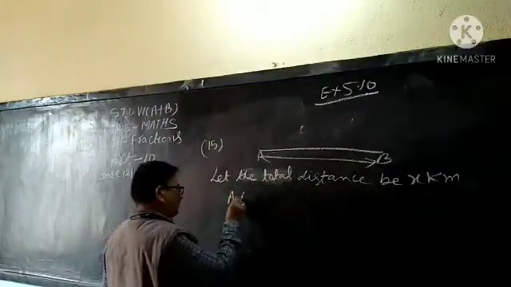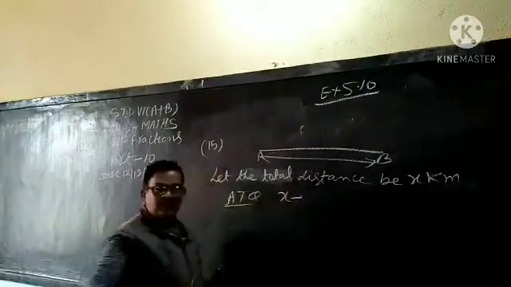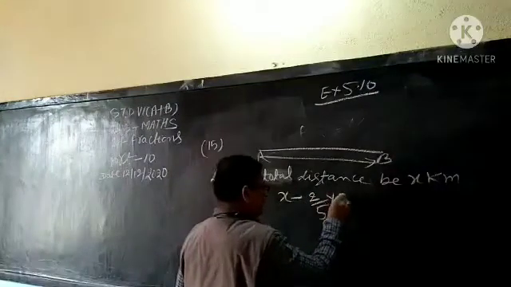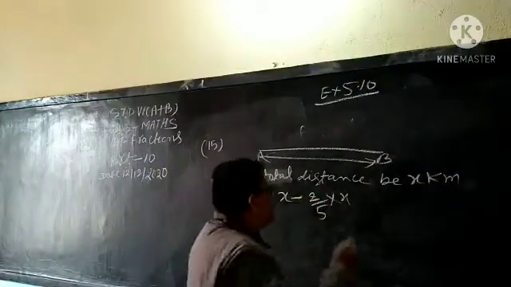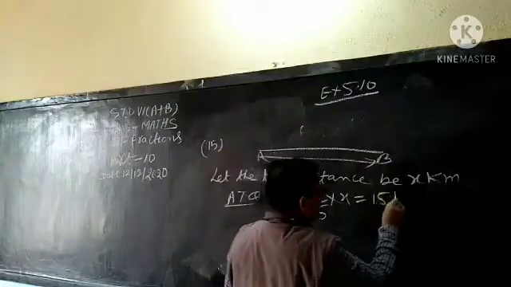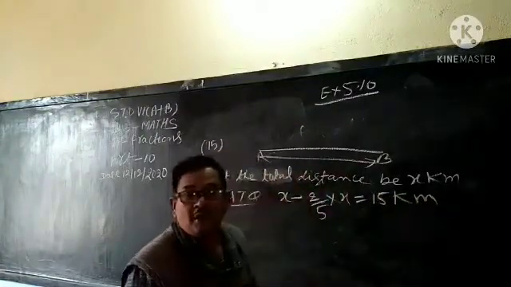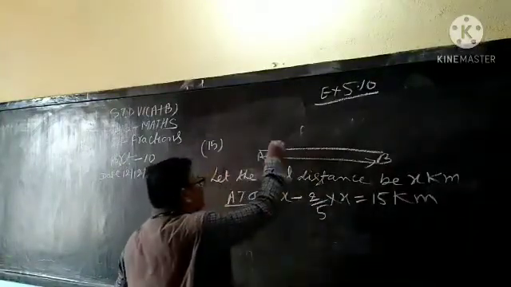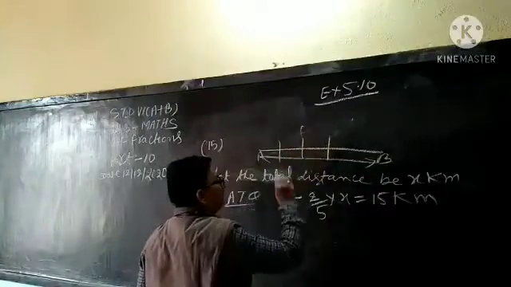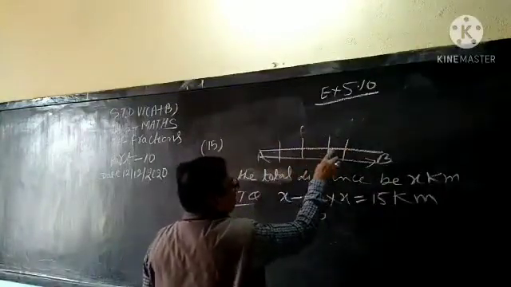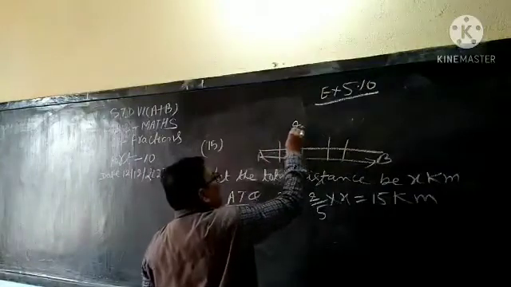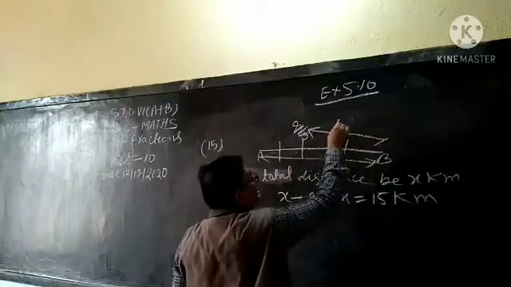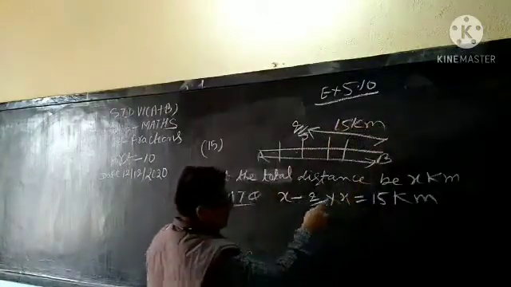Now according to the question, x kilometers is the journey, and 2 by 5 into x has been traveled, and after that 15 kilometers is left. Total distance is x. What do you do? Divide it into equal parts: 1, 2, 3, 4 and 5. So 2 by 5 we have covered, and the remaining distance from here to here is 15 kilometers. Means 2 by 5 into x.